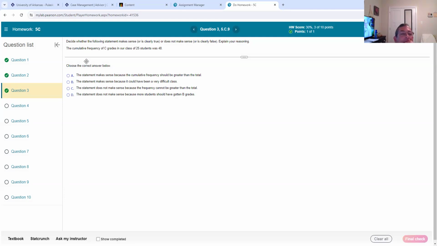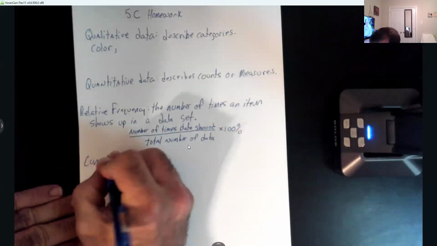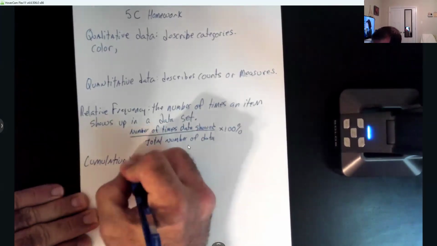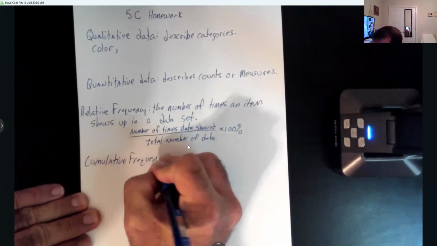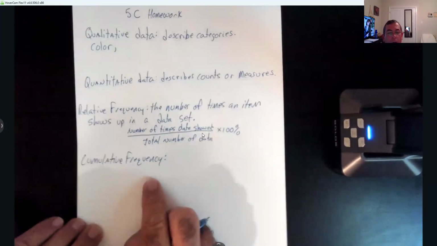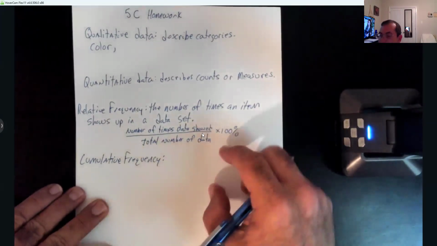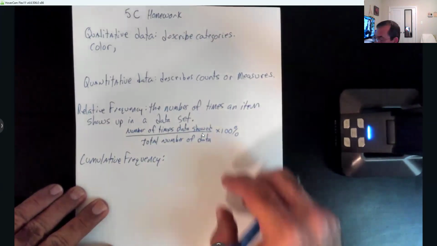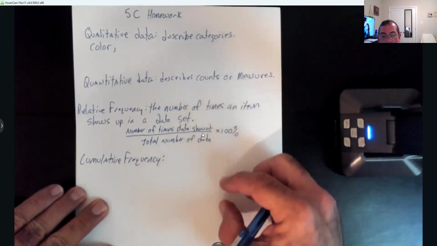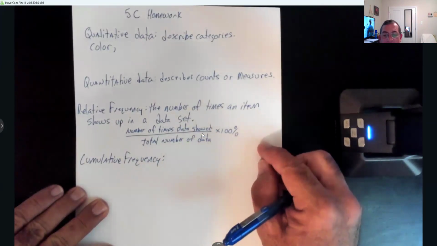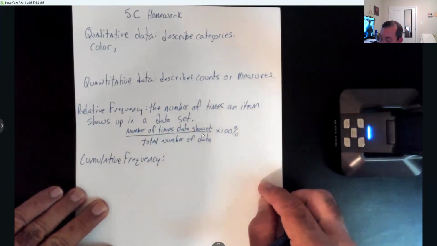So what y'all think here? The cumulative frequency of C grades in our class of 25 students was 48. So let me give you one more definition, and that's the cumulative frequency. So y'all, the cumulative frequency basically is adding up all of the frequencies you got. So if you had 3 A's, 4 B's, 6 C's, it adds that total as you're going down through the list.